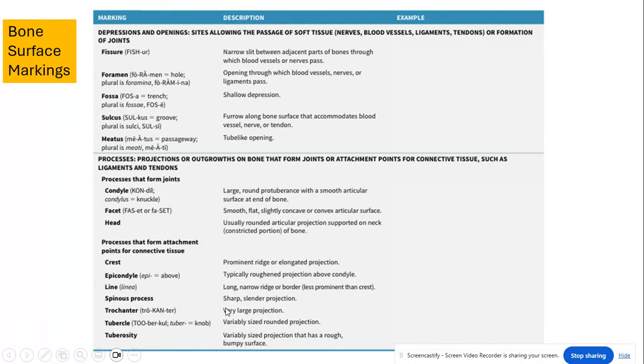Trochanter, greater trochanter, lesser trochanter. A very large projection is a trochanter. Tubercle is like a knob, okay? Variable in size, greater tubercle, lesser tubercle, a rounded projection, right? We remember that. Tuberosity. How many of you remember deltoid tuberosity from my last lecture on upper limb muscles? It's a variably sized projection that has a rough, bumpy surface. If you haven't watched that video about my upper limb muscles, go ahead and watch it.